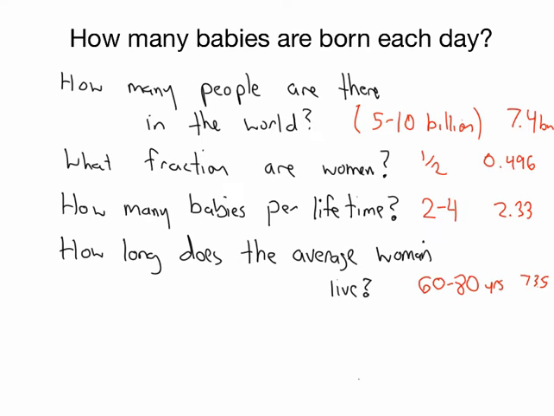Then we're going to plug in the median number, or the number that we think is pretty close to being correct, so the things on the right side. And then we're also going to put in our ranges, so 5 to 10 billion for the number of people, 2 to 4 babies, 60 to 80 years, to see what kind of range of values we get. And then we're going to compare it with a more sophisticated example.